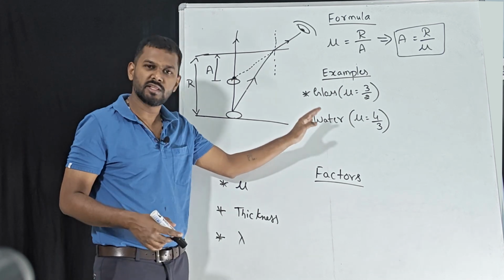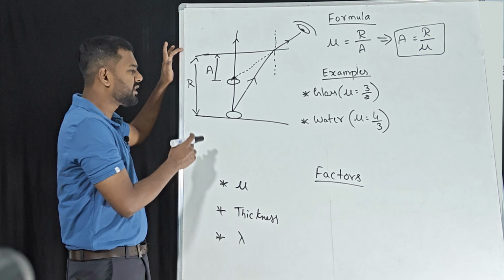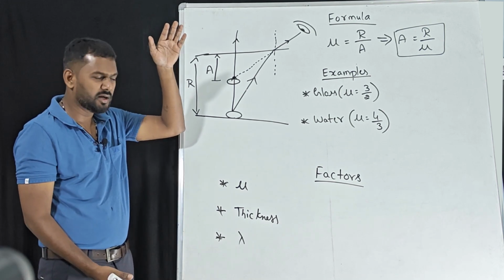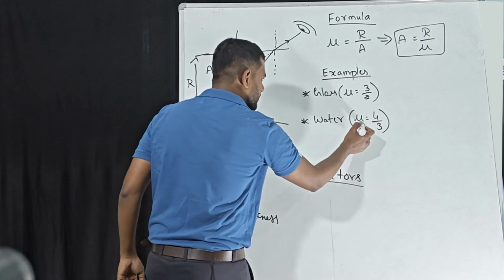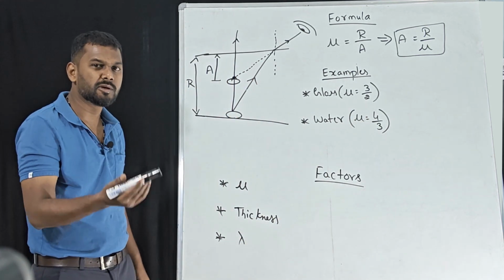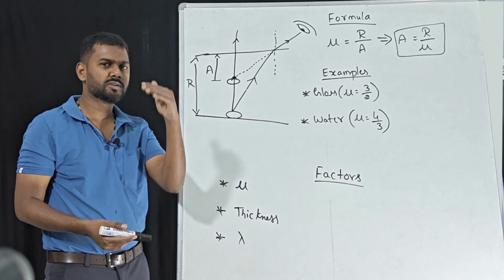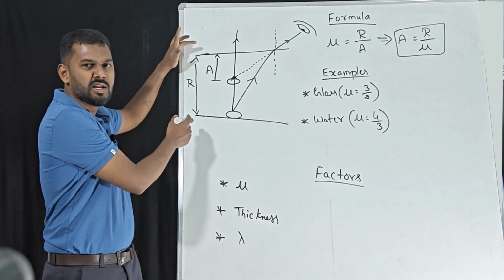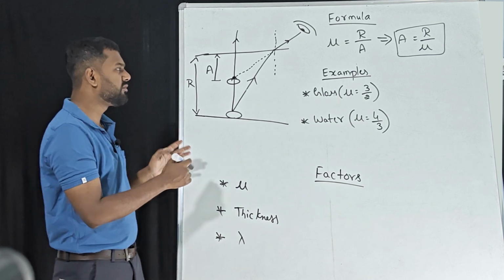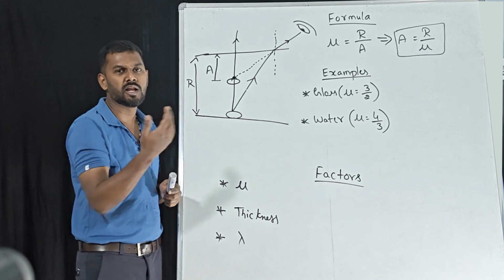Next, water. In the same way, but here we cannot talk about thickness, we have to talk about the depth. Now, the refractive index of water is 4 by 3. Then the apparent depth will be 3 by 4 into the original value. You will get the apparent depth value. That's it. So this is how we find the real depth and apparent depth.